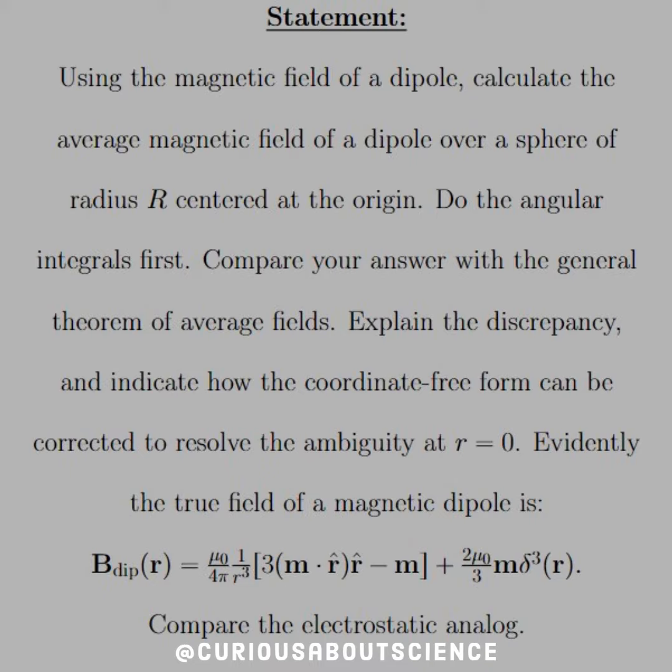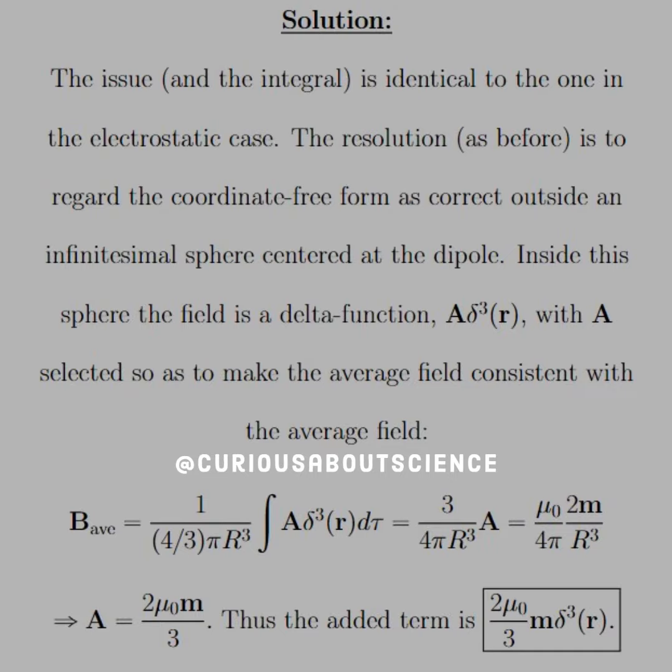Then indicate how the coordinate-free form can be corrected to resolve the ambiguity at r equals 0. Evidently, the true field of the magnetic dipole is B dipole equal to the coordinate-free form plus some delta term. And we should compare this to the electric analog. Alright, so in this case, the integral is identical to the one in the electrostatic case.